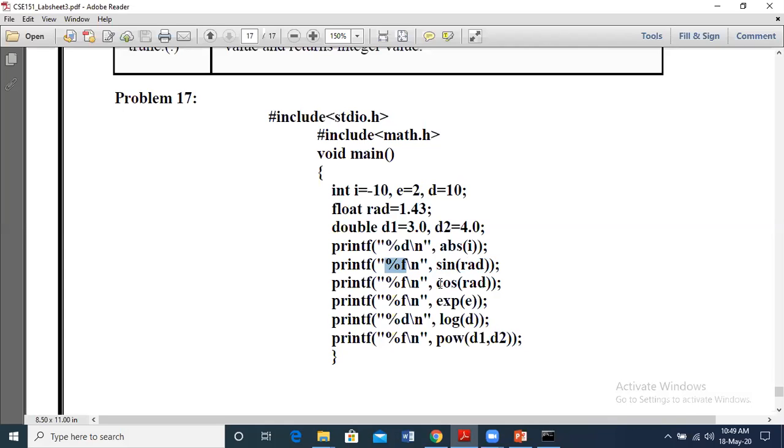Similarly, cos. You can include tan, tan H, sin H, cos H, all other trigonometric functions also. Include some more like printf percentage F slash n, tan of radian, cos H of radian, like that. You can see the working similarly. Next we have exponent of E. E is 2, it will calculate e power 2, right? That is a floating point, again it will be printed here. We will execute this program and then you can see how it calculates. Then we have log. If it is given as only log, which type of logarithm is it?